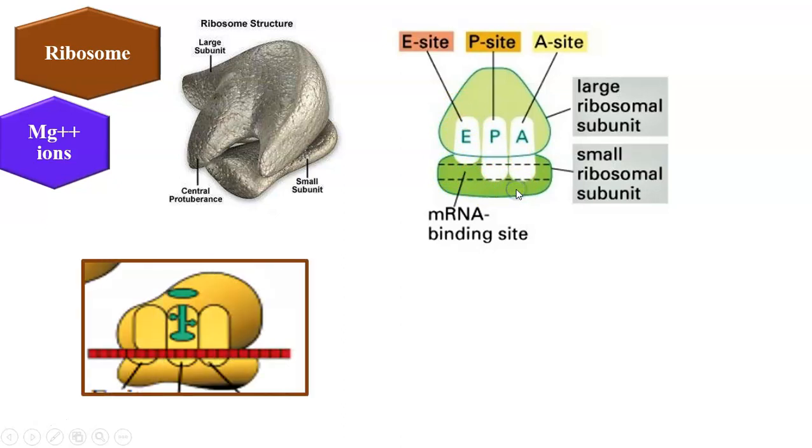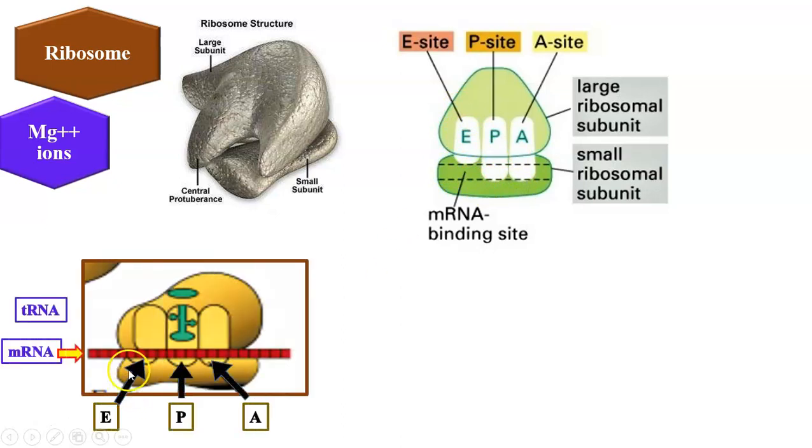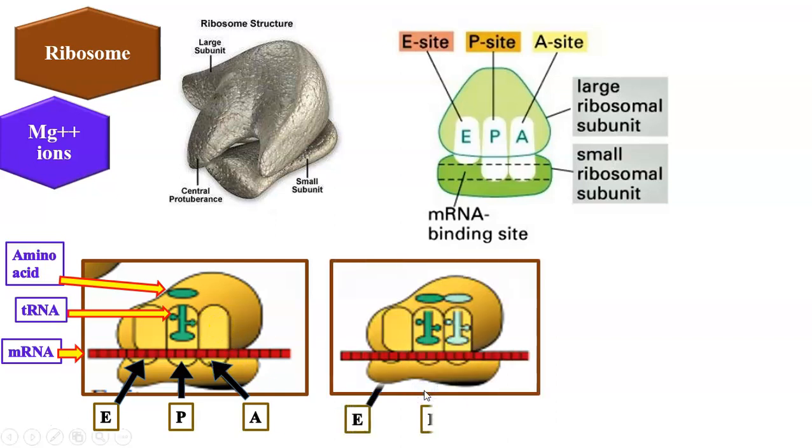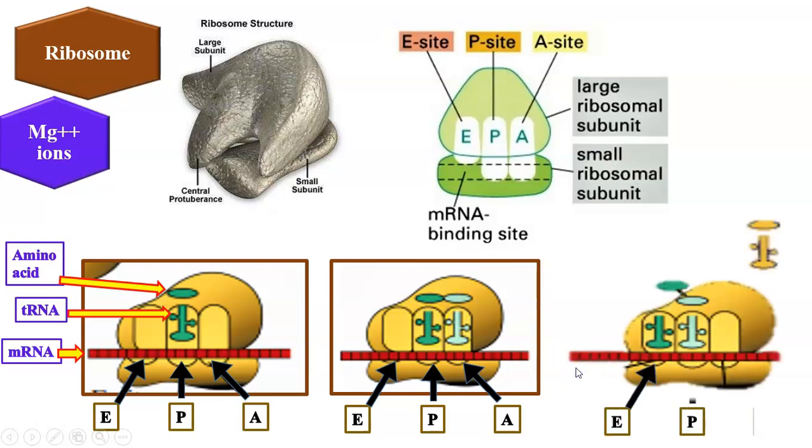Only the first tRNA amino acyl complex directly enters the P site of the ribosome. Subsequent tRNA amino acid complex always enters the A site of the ribosome. When the ribosome moves on the messenger RNA, we find that the position of the transfer RNA shifts from the P site to E site and A site to P site. Let us see here. Now this is the ribosome which is shifted on the messenger RNA.